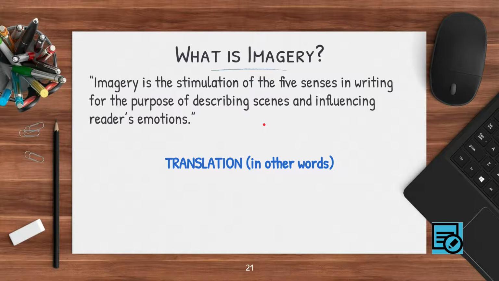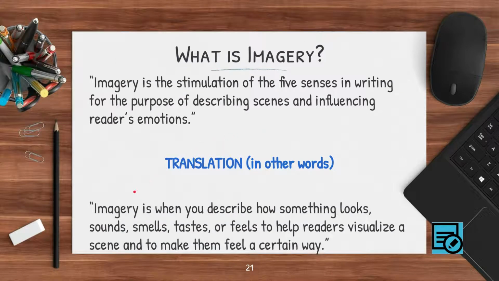Translation, or in other words, what you're going to write down. Right? Imagery is when you describe how something looks, sounds, smells, tastes, or feels to help readers visualize a scene and to make them feel a certain way.